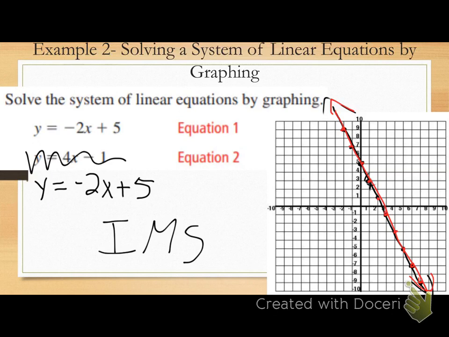Does it mean that every ordered pair is a solution? Is the ordered pair (0, 0) a solution? No. Is the ordered pair (negative 10, 5) a solution? No. Just the ordered pairs that are on the line, but I still have an infinite number of those, don't I? Okay. Are there any questions?